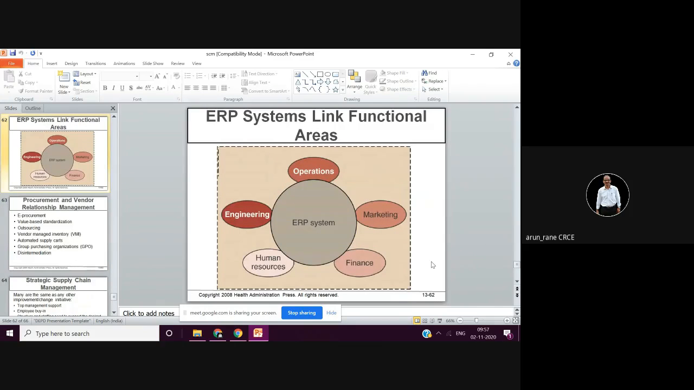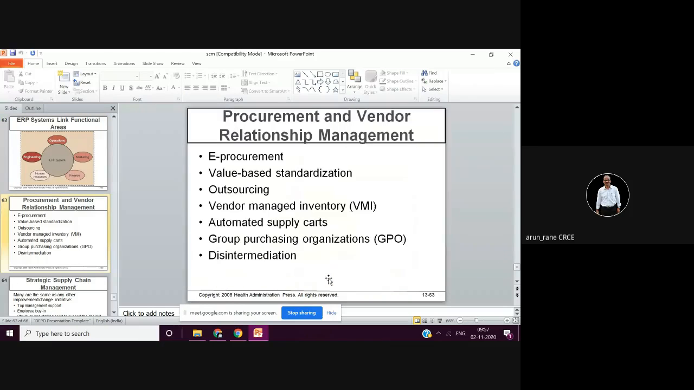So ERP links everything, enterprise resource planning. It links marketing, operations, engineering, human resources, finance. Then network management, that is vendor management, that is vendor relations. They are all very important. If you want to execute JIT, then you should have a very strong network of vendors. You should have very strong, good vendor relations.